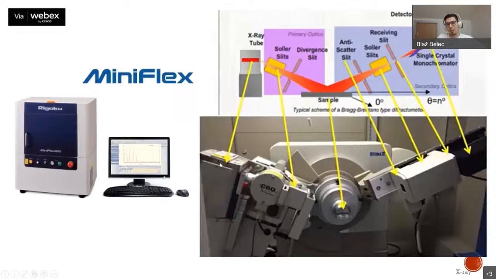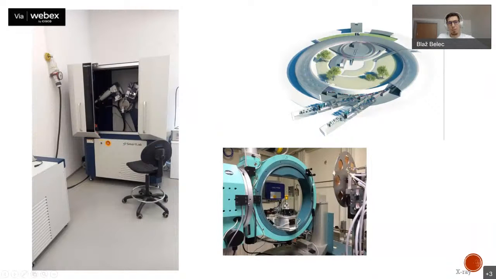Here we got the sample, X-ray tube, different slits, so we can define how big our beam will be, and on the other side we got the detectors. XRD instruments can come in basically tabletop versions, then a little bit more advanced, bigger versions, or they can even be placed inside synchrotrons, where we got really high intensity X-rays and more accurate analysis.